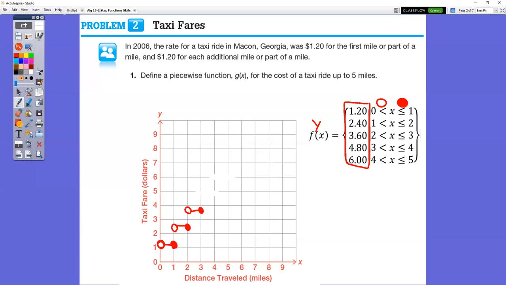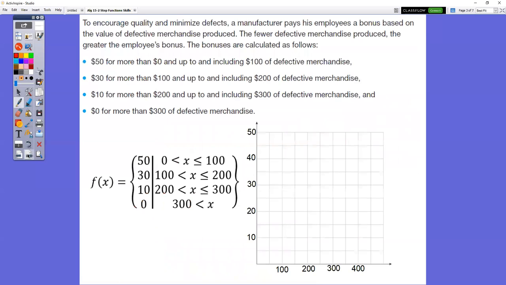Then we have 3 to 4. 3 to 4 is 480. And 4 to 5 is 6. And that is our step function. These are actually sort of easy to graph, right? It's just sort of figuring out the open and closed dots and things like that. Take a look at the next one.